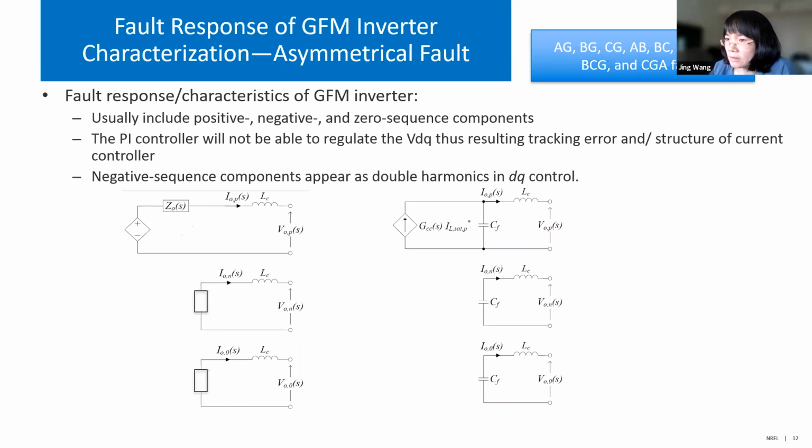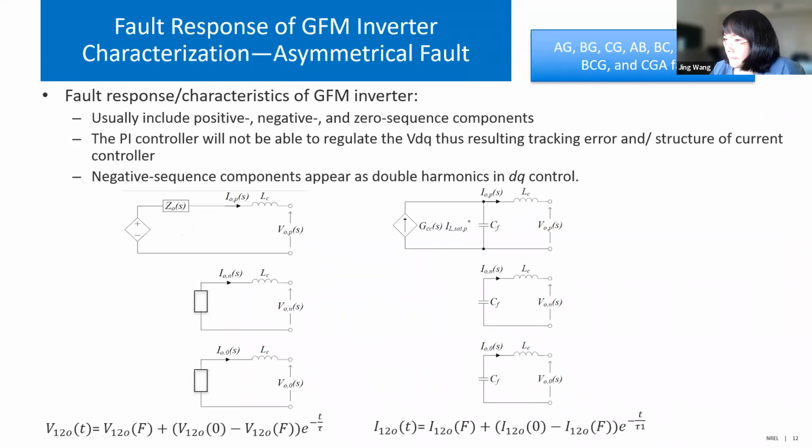Overall, if the current limiter is not hit, we can consider the grid forming inverter as a voltage source connected with an impedance, and it has positive, negative, and zero sequence. Then we can use this equation to represent the dynamics of the grid forming inverter. If the current limiter is hit, then it will be shown as a current source in parallel with the impedance, as you can see here. And you can use this equation to represent the dynamics in the positive, negative, and zero sequence components.